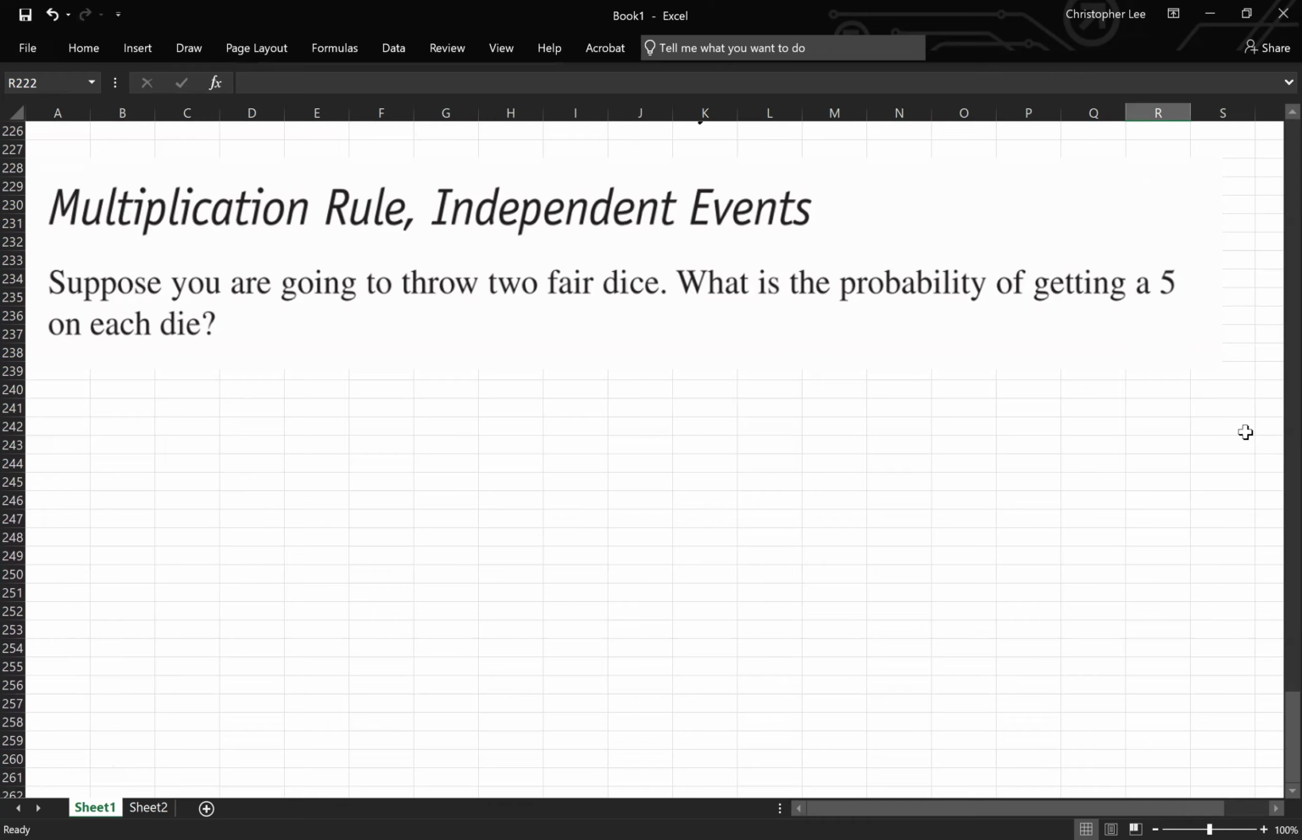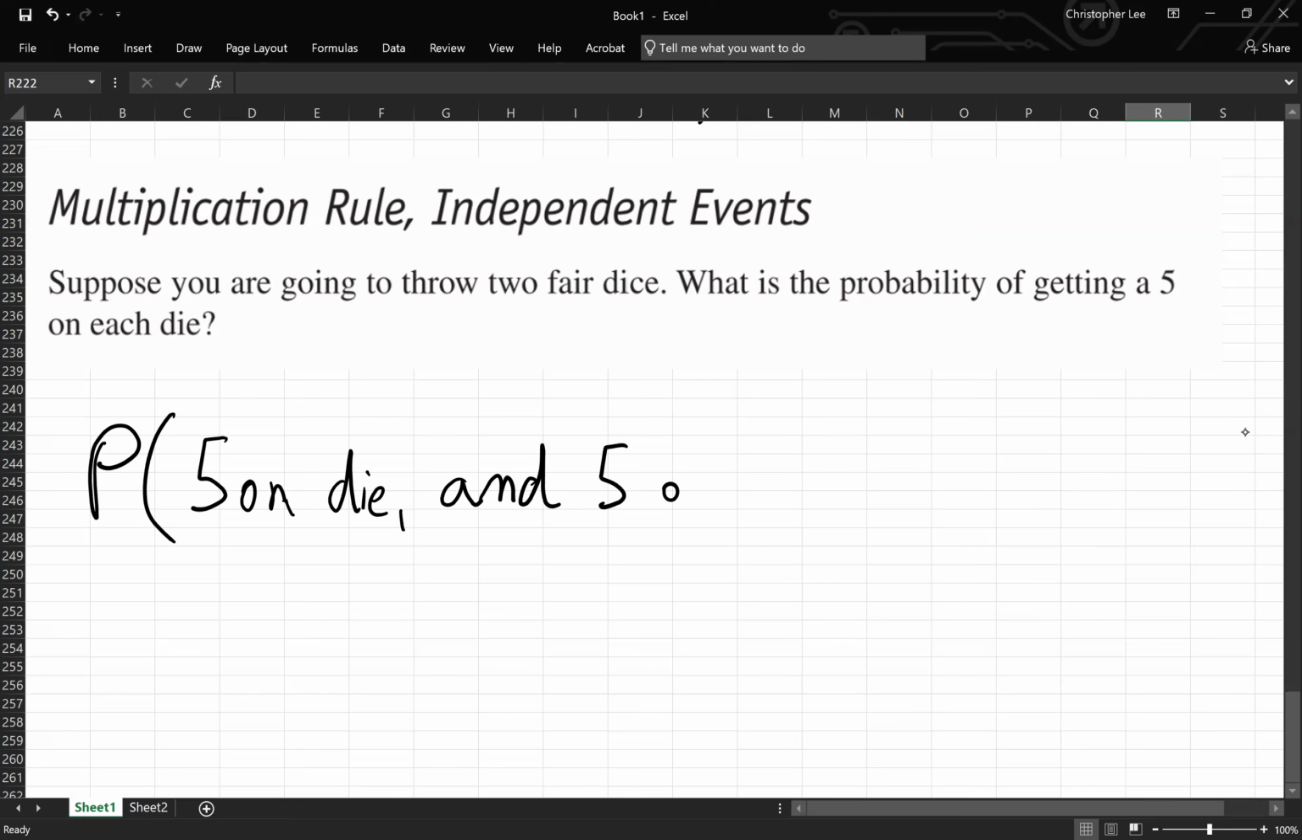Would the probability be 2 out of 5 since it's two dice? I like the way you're thinking, but not necessarily. Here's what I want: the probability of a 5 on die 1 and a 5 on die 2.